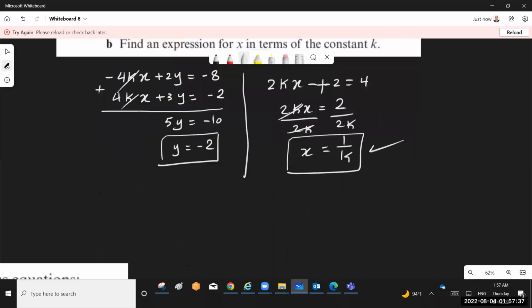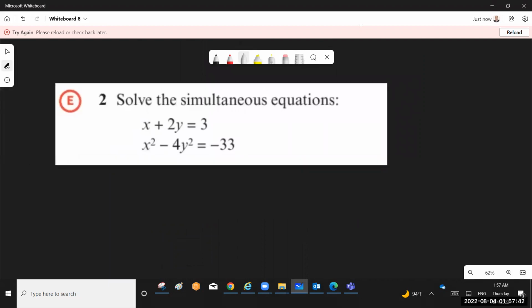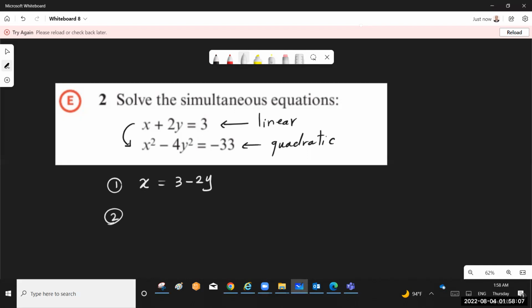Next, question number 2, solve the simultaneous equations. This one is a linear equation, and this is a quadratic or second degree equation. In this type of question, it's better to substitute from the linear into the quadratic. You can make x the subject from equation number 1: x is equal to 3 minus 2y. And the other, equation number 2: x squared minus 4y squared is equal to -33.